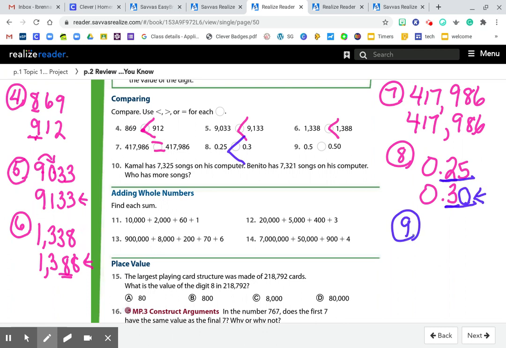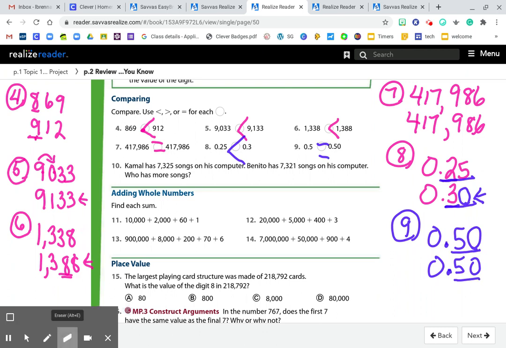Number 9, 0.5 and 0.50. Now, some kids would say 50 is bigger than 5, but remember there's a 5 in the tenths place, and we can always annex a 0 after the decimal place, and you will not change the value. So these little guys are equal to each other.